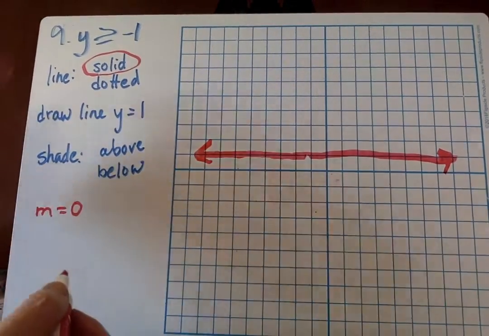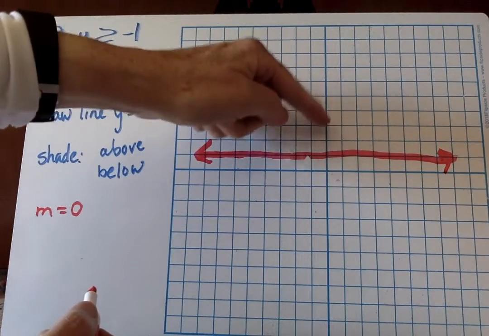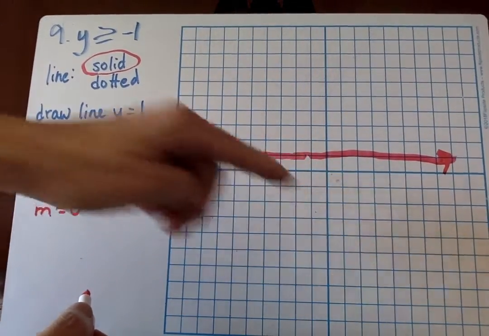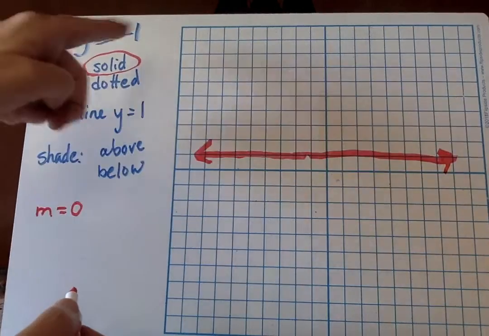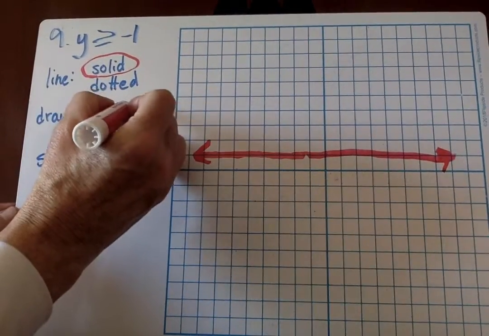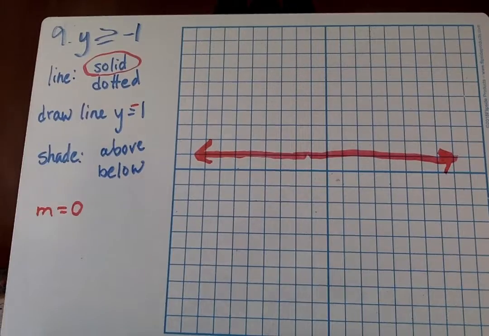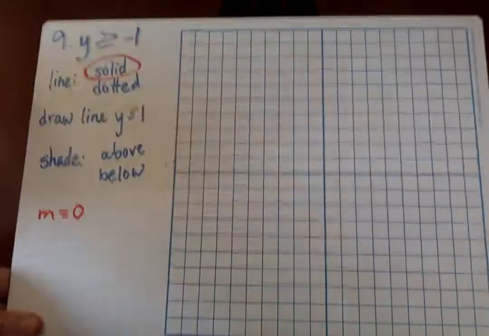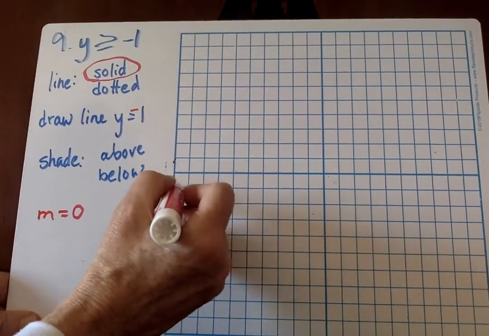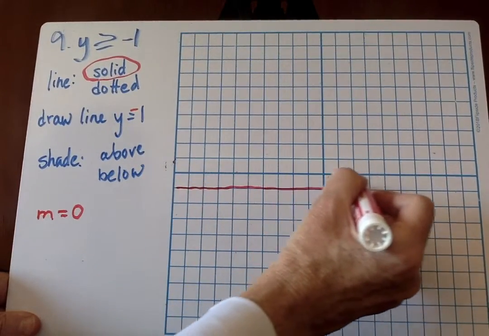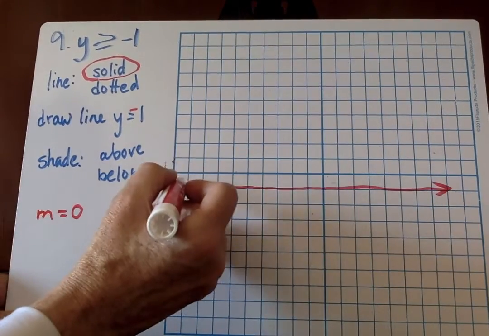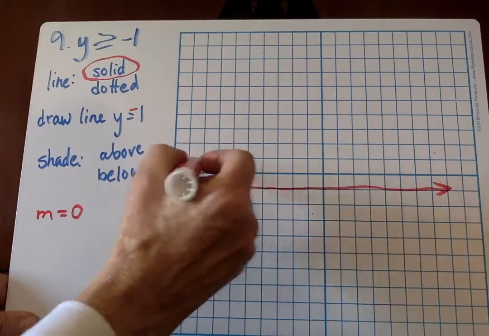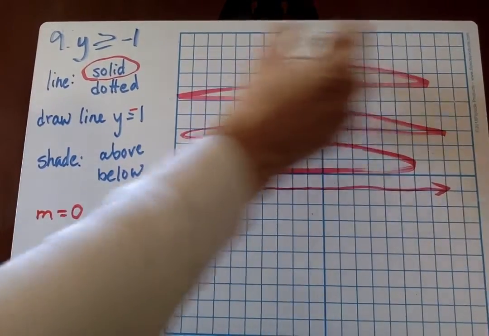Now, do we shade above or below? Well, this will be 2, 3, 4. So this is going up, and this is going down. 0, 1, 2. It's greater than, oh, wait, it should be at -1. Whoops, I made a mistake here. Let me go ahead and erase that. It's not at +1. It should be at -1. Okay. So it's greater than or equal to, so 0, 1, 2. If it's greater than, it's got to be all of these.